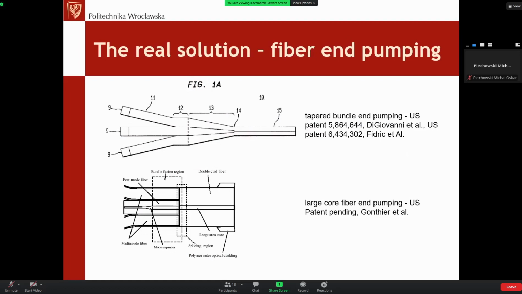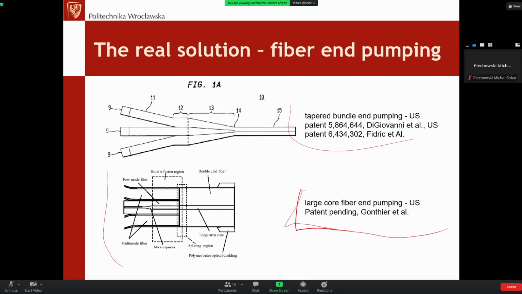And here you can see two pictures from patents. Both of them are visible right now because the patents are granted, and the companies which made these patents hold them right now. This one was patent pending, but right now the patent is already given. The idea is quite simple. Just take a bundle of the fibers, taper them and splice to the double clad fiber, and that's all. Pretty simple solution.